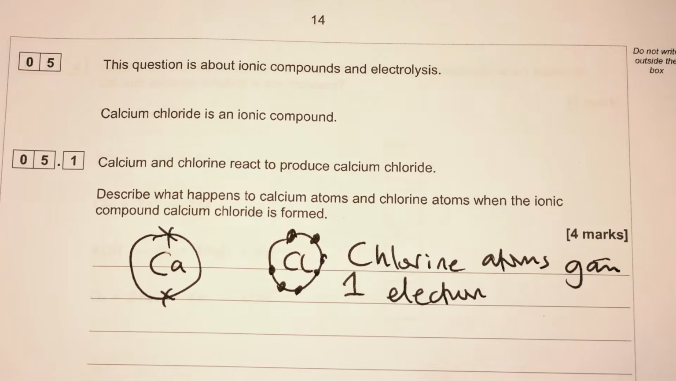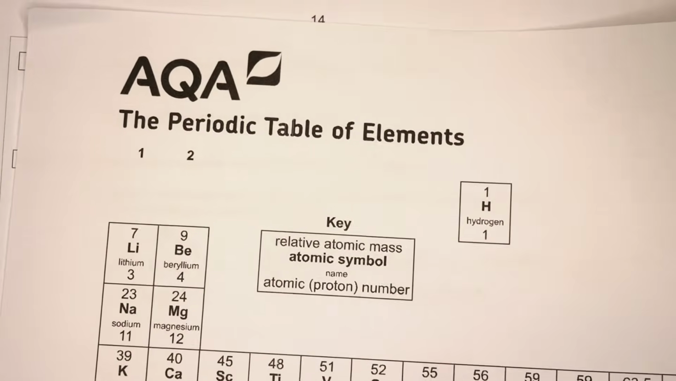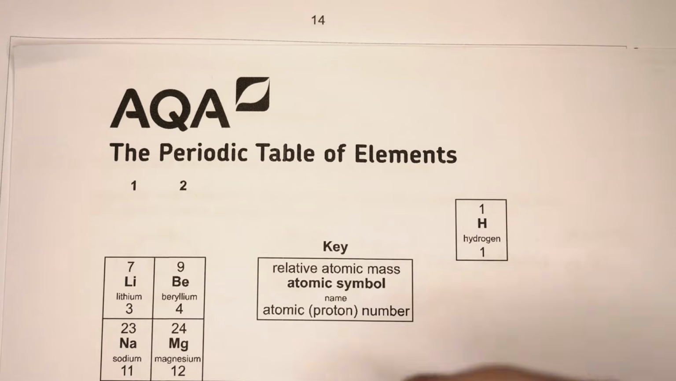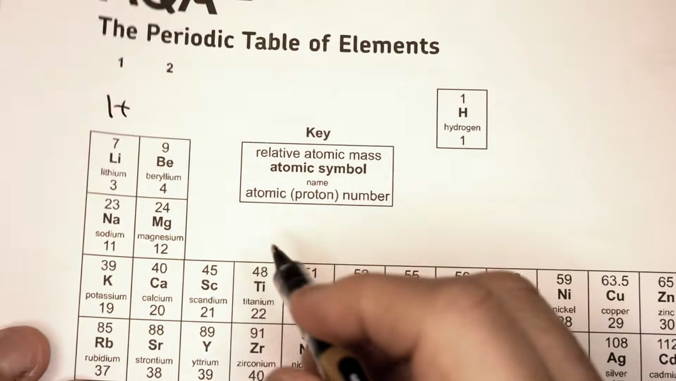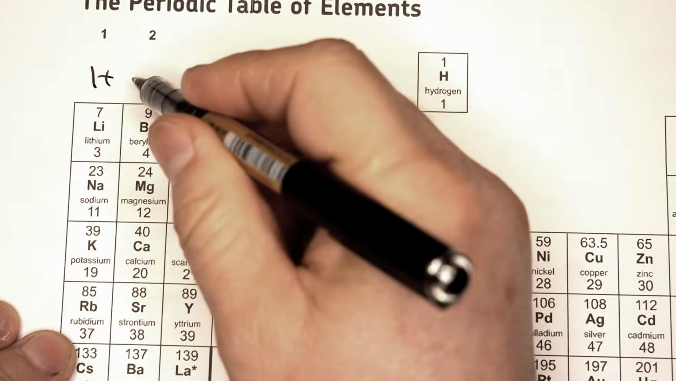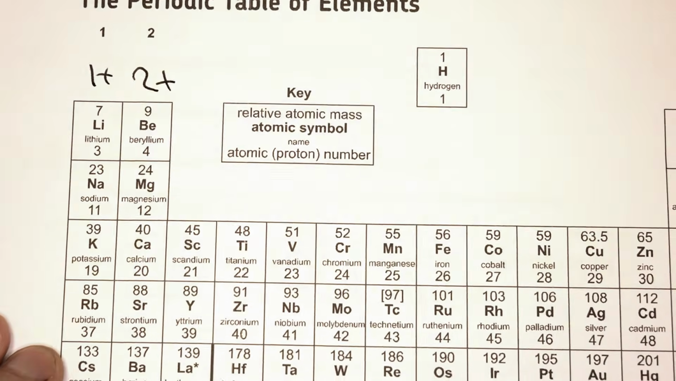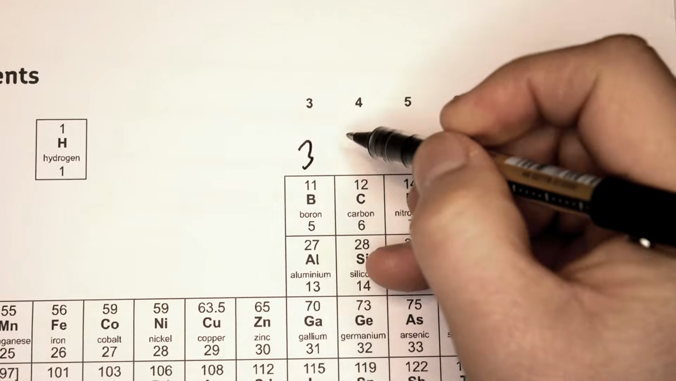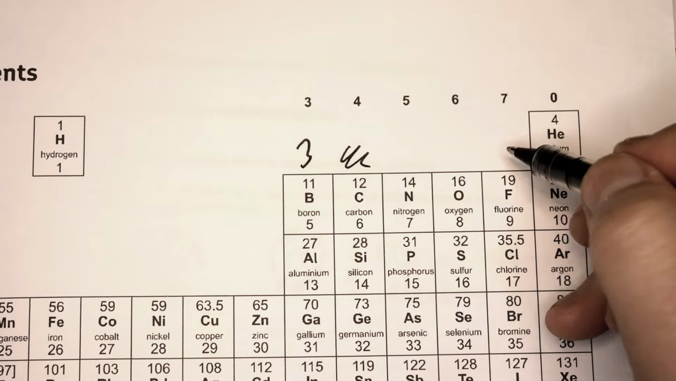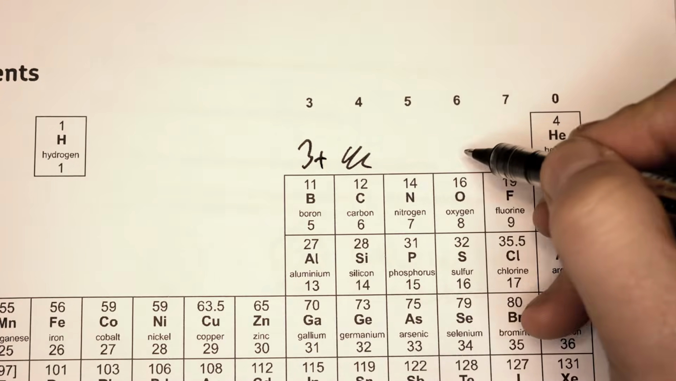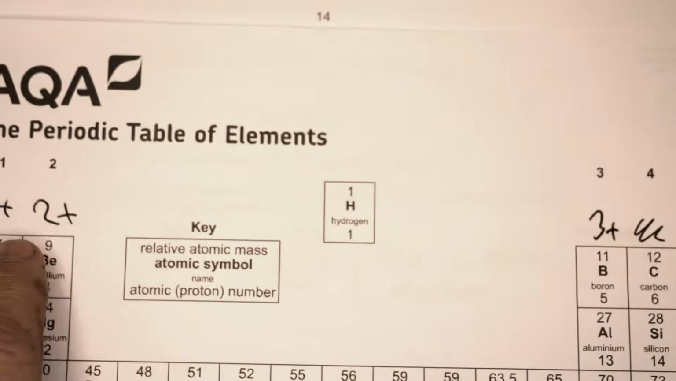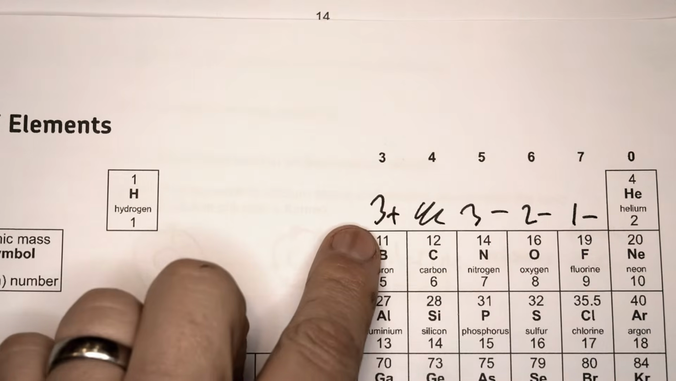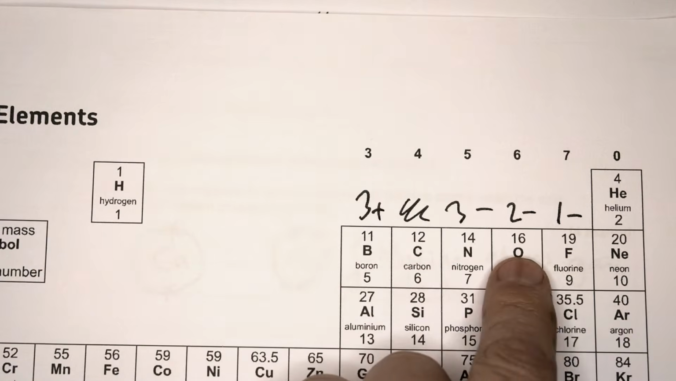And at this point you need your periodic table, and a good tip that I always tell my students at the very start of the exam is to annotate your periodic table with the charges of ions. So everything in group 1 makes a 1+ ion, everything in group 2 makes a 2+ ion, group 3 make 3+, we miss group 4, group 7 make 1-, 2- for group 6 and 3- for group 5. So let's just recap. We've got 1+, 2+, 3+, miss it, 1-, 2-, 3-.